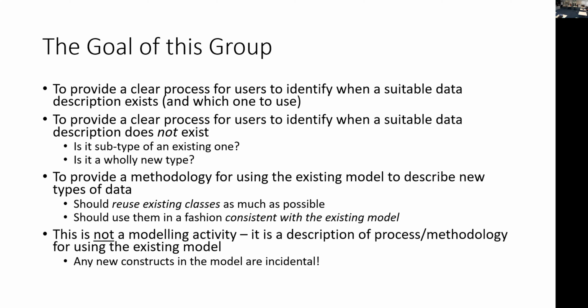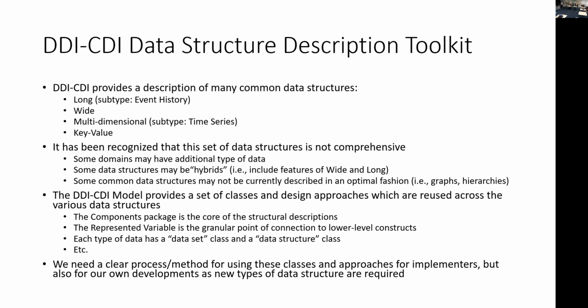So the new constructs in the model are not the focus of this activity as we're imagining it. They are more of an incidental product of it. And I think you'll see what I mean in a second here. So that's a list of the stuff that we have in the model currently. So we have long, wide, multidimensional, key value, and a bunch of subtypes.